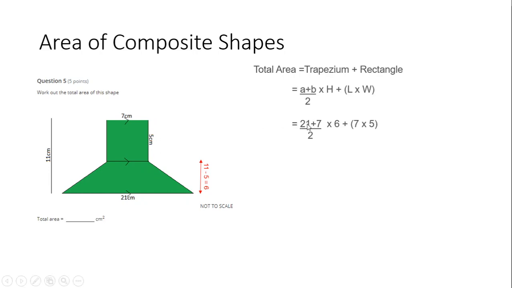So I've got 7 plus 21 divided by 2 to get the average, times 6, the height, plus 7 times 5. That's going to be 84, plus 35, which is 119 centimeters squared. That's my total area. I did that all at once. See, this is my trapezium, 84 is my trapezium, and this is my rectangle. The 35 is my rectangle.